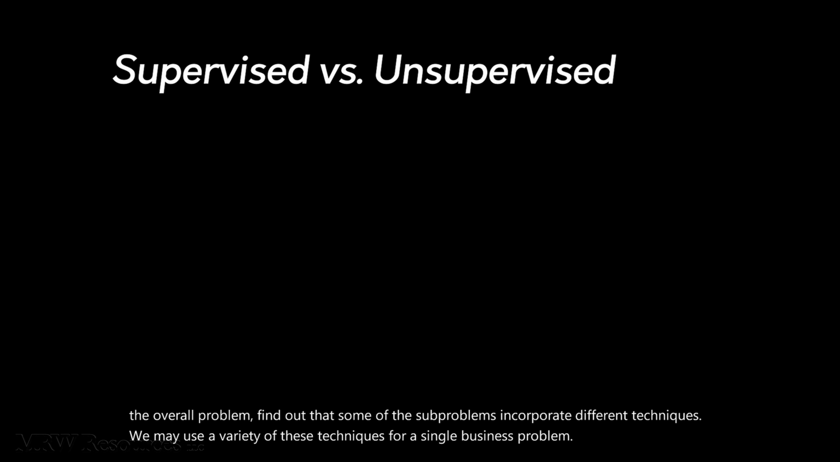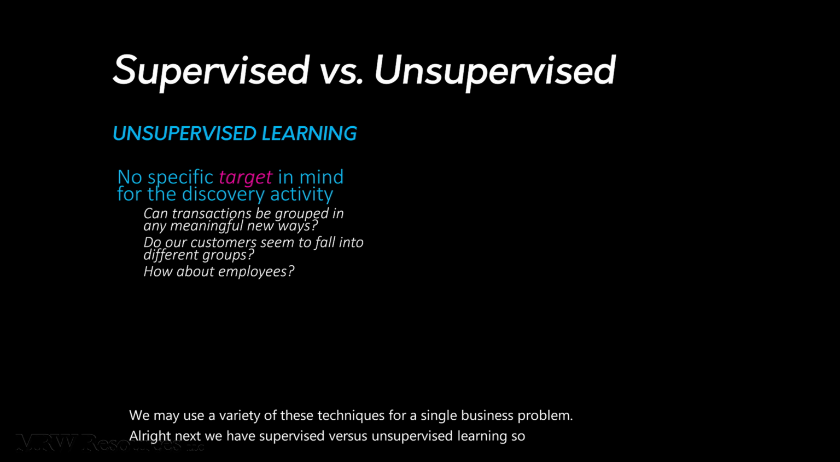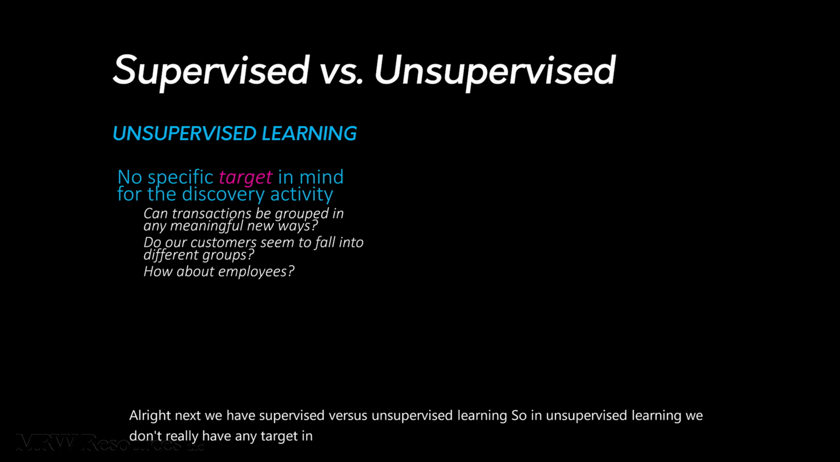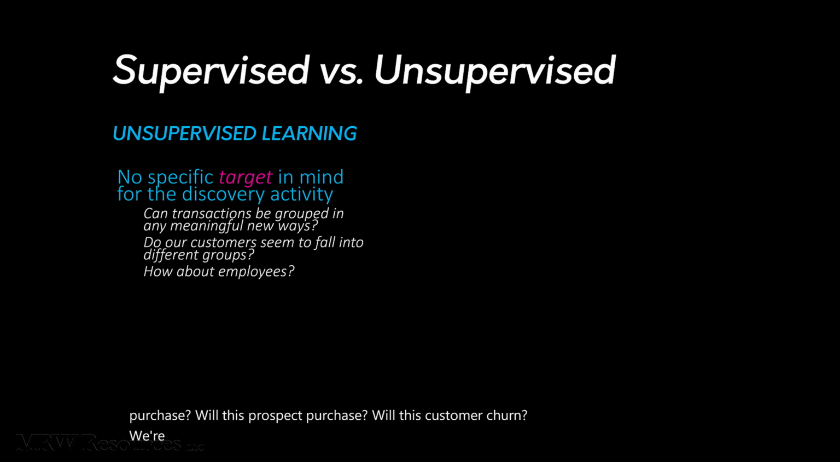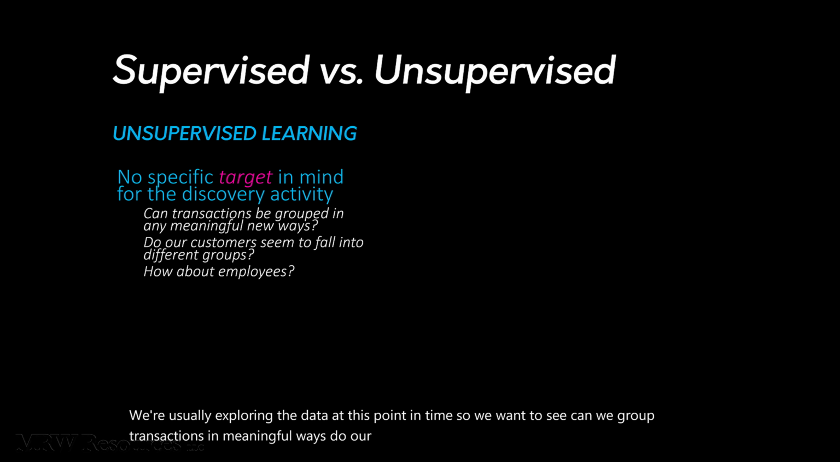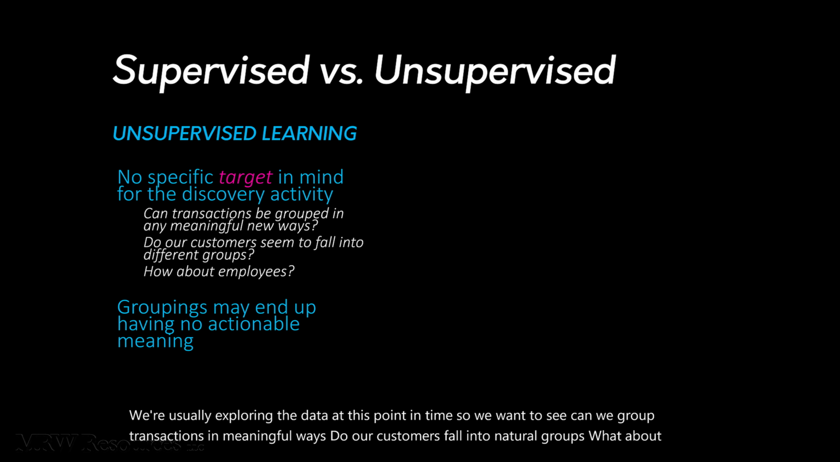Next, we have supervised versus unsupervised learning. In unsupervised learning, we don't really have any target in mind, like: will this customer purchase? Will this prospect purchase? Will this customer churn? We're usually exploring the data at this point in time. So we want to see, can we group transactions in meaningful ways? Do our customers fall into natural groups? What about our employees? Can we group our employees?